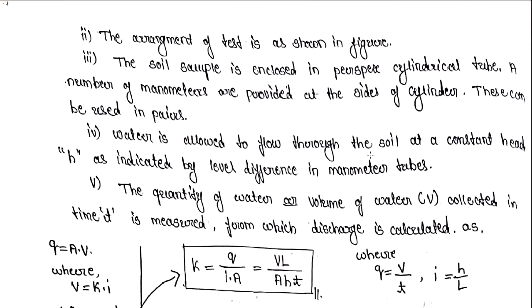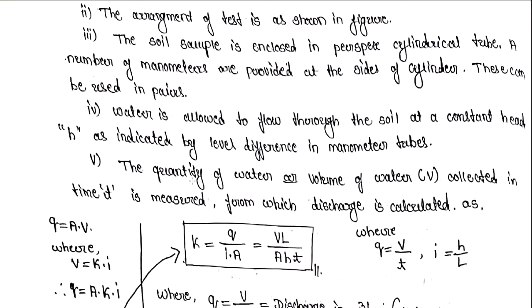Next you can see water is allowed to flow through the soil at a constant head h as indicated by level differences in manometer tube. The quantity of water, or volume of water, that is the total volume of water collected in time t is measured, from which discharge is calculated.